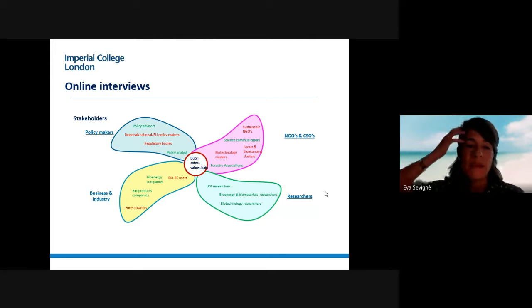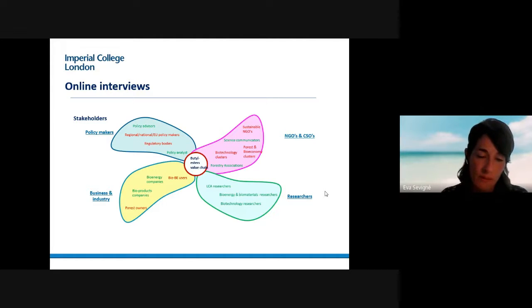And we divided the stakeholders into 4 different groups. We have policymakers, we have business and industry, we have researchers, and we have a group for NGOs and civil social organizations. And for each group, we divided it into different categories. For example, you will see here that under the group of policymakers, we have policy advisors, regulatory bodies, or policy analysts. And for each category of stakeholders, we identified representatives that may be interested or willing to participate in these online interviews.